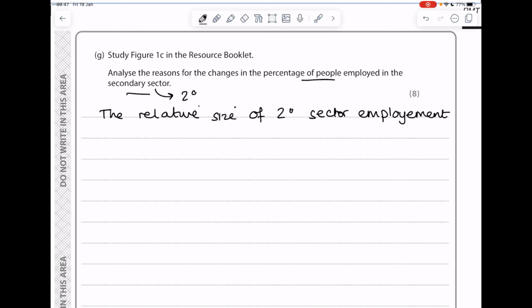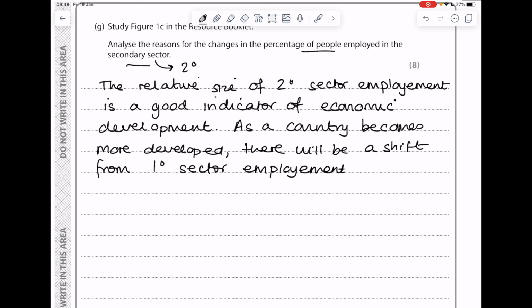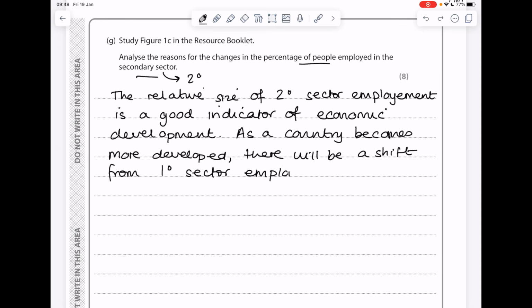This means primary. Oh no, I've been spelling employment wrong the whole time. That makes me so sad.